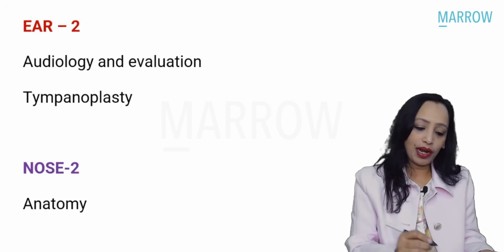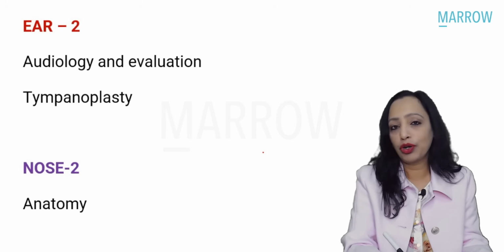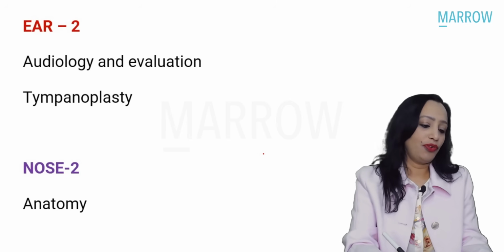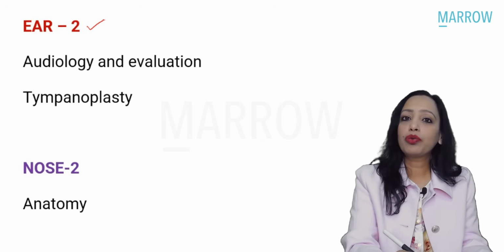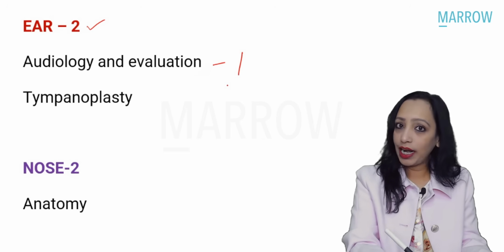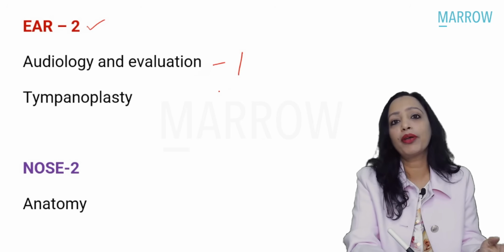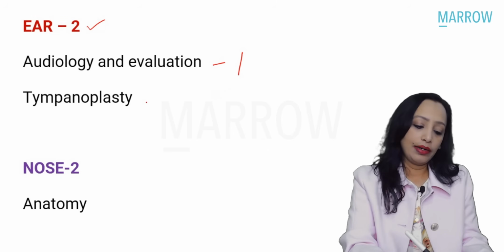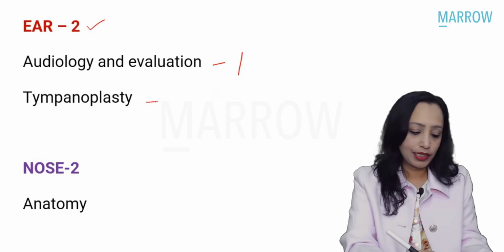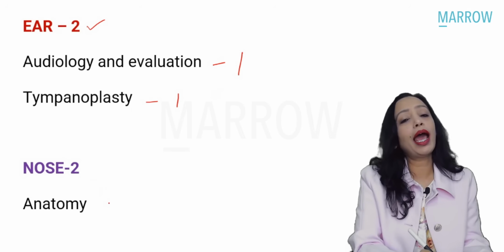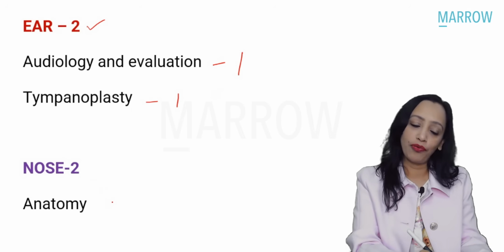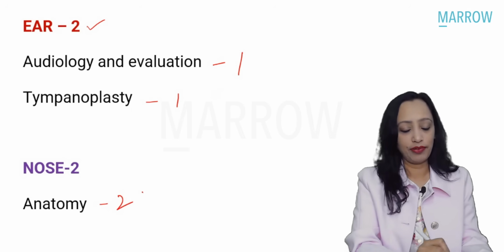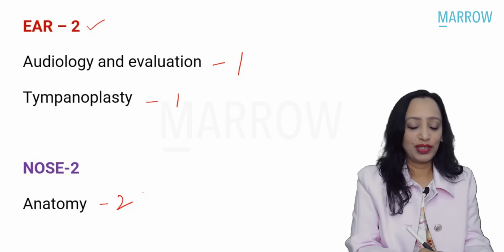In session 1, let us quickly have a look at the distribution of the topics. From the ear, we had 2 questions, out of which one was from audiology and evaluation, which is a very important topic for INI-CET, a repeated topic. And we had a question from tympanoplasty. From the nose, we had 2 questions, and both of them were from anatomy itself. So let us see what these questions were.